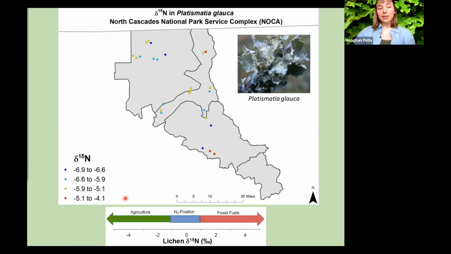We also see certain areas of the park that have more positive values, including the Cascade Pass area that I highlighted earlier. If you recall from that land cover map I showed earlier, this region of the park is in the closest proximity to the Seattle metropolitan area. So with more positive delta 15N signatures, this suggests that oxidized forms of nitrogen derived from industry and vehicle exhaust may be a significant component of atmospheric deposition in this area. And for other areas of the park, with more negative delta 15N signatures, this suggests that reduced forms of nitrogen derived from agricultural sources may be a larger component of nitrogen deposition in these regions.